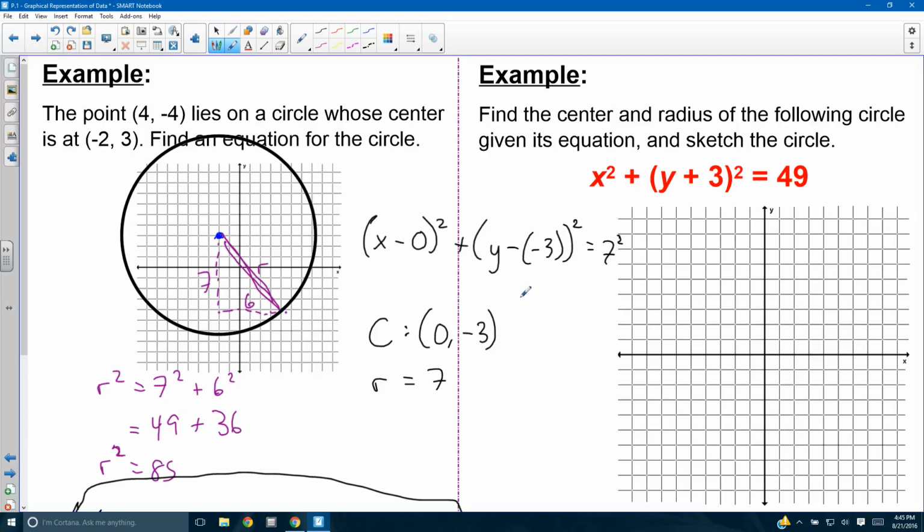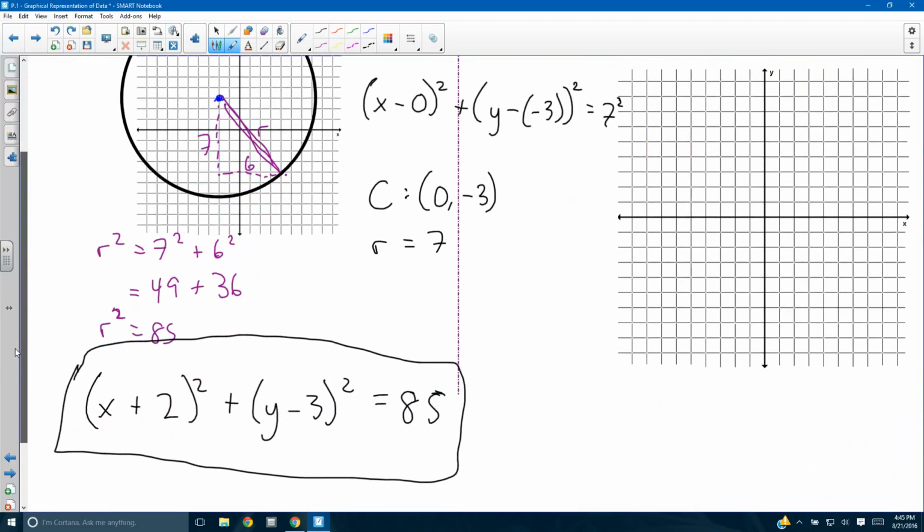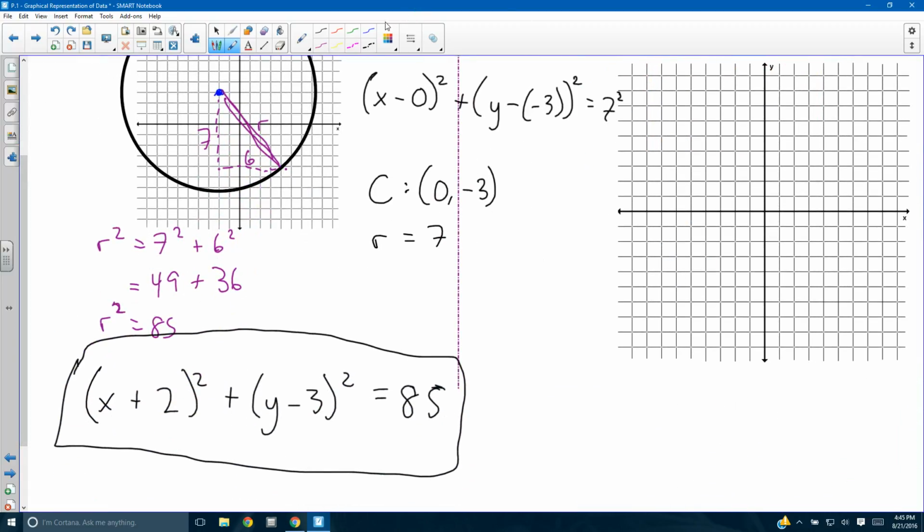Now, how do you sketch it? We found this information. How do you sketch a circle? I used a circle tool here, and I'm probably going to do it again, but how do you do it with a pencil? Well, first you plot the center. And remember, the center is not a point on the circle. The center only helps you find points on the circle.